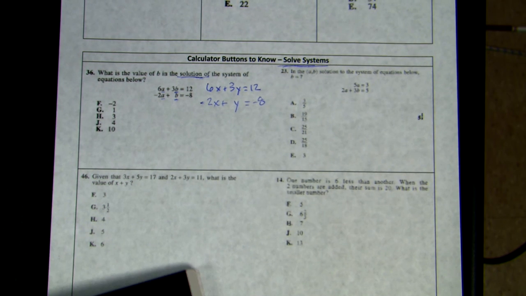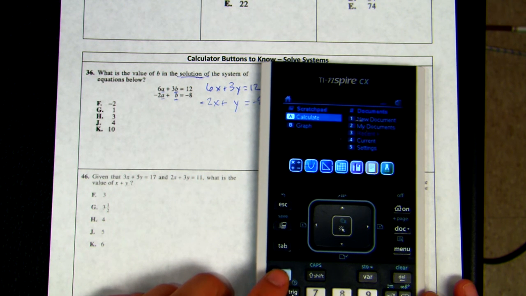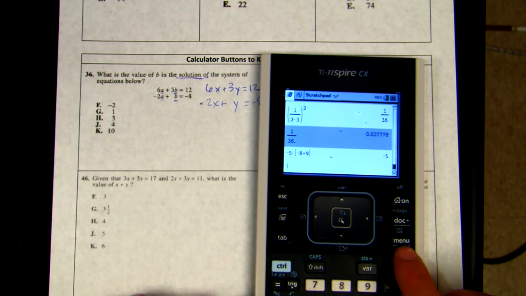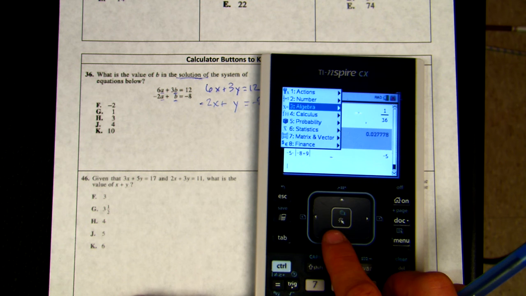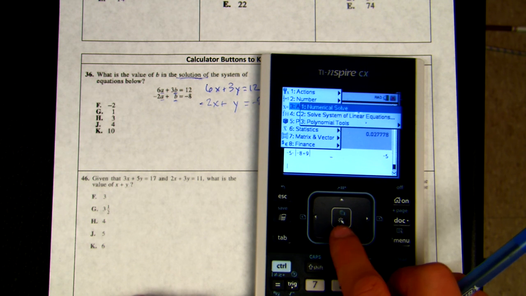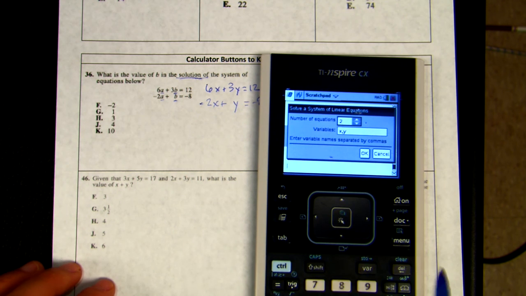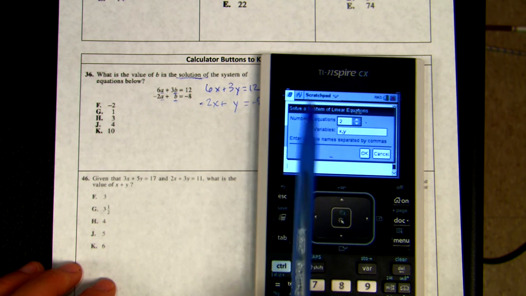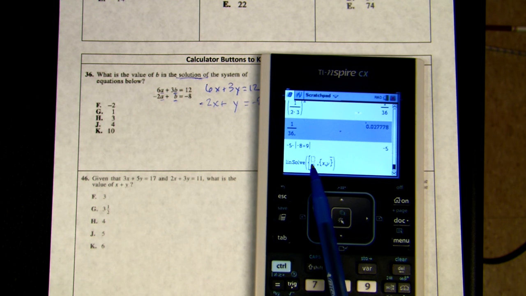To solve this, if you go to calculate, let's see if I can make this a little brighter. Go to calculate, go to menu, scroll to where it says algebra, and then click the second one, solve systems of linear equations. Here type in your number of equations. We have 2, and the variables we're using are x and y. So press enter, and it'll pop up this little box here.